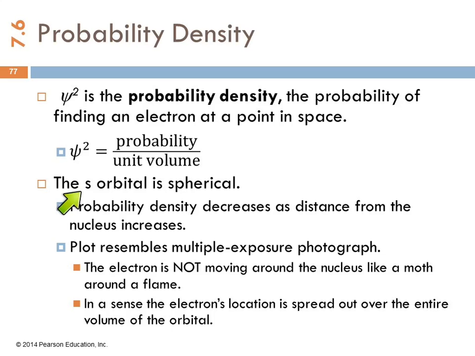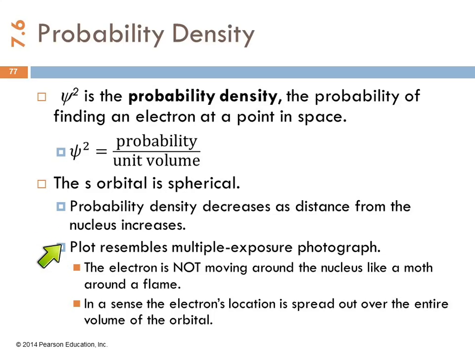So the s orbital is spherical, so that's kind of nice. S, sphere, they both have s there. The probability density decreases as the distance from the nucleus increases.